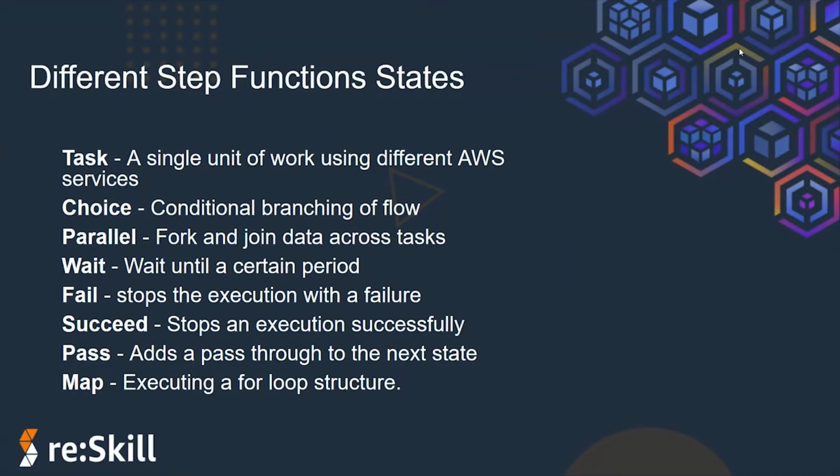There's parallel for forking and ensuring that the tasks happen in parallel. Wait helps you to wait for a certain period, and it checks back again, and the flow continues. If you wish to end your execution with a failure, there's a fail state available, and if you wish to end your execution with a successful status, you have succeed. In case you just want to pass the output to another input, you have pass, which just passes through to the next state. Map enables you to use a for loop structure, looping through different array items.